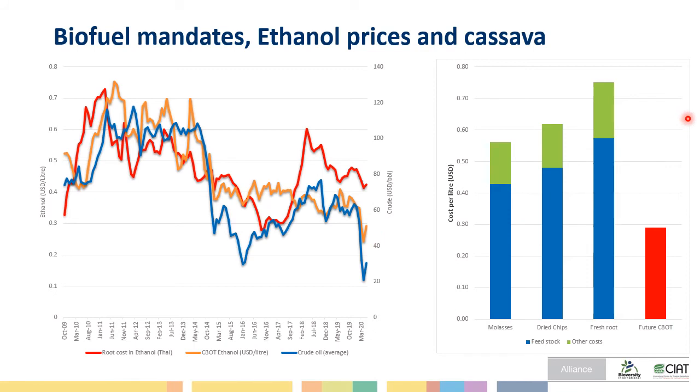So on the right-hand side, you can see for an ethanol processor in Vietnam, this is the feedstock cost, and the other costs of producing ethanol with molasses. Next is with dried cassava chips, and finally with fresh roots. And here is the FOB Chicago futures price for ethanol. Now, of course, you've got to add some freight, and then there'll be some excise coming into a country. But as an ethanol producer, it's very hard to compete for the roots against the starch sector and produce ethanol at a competitive price.